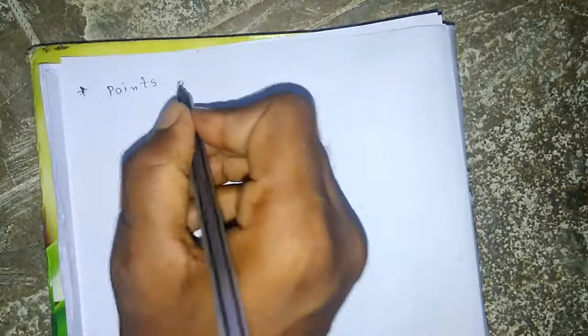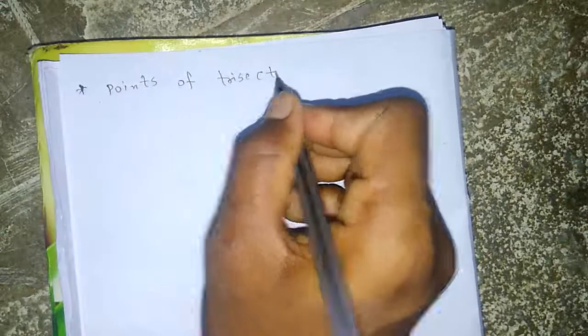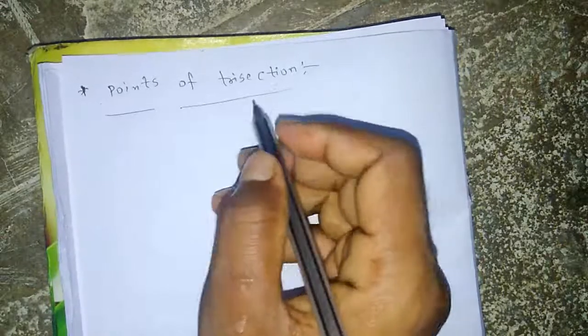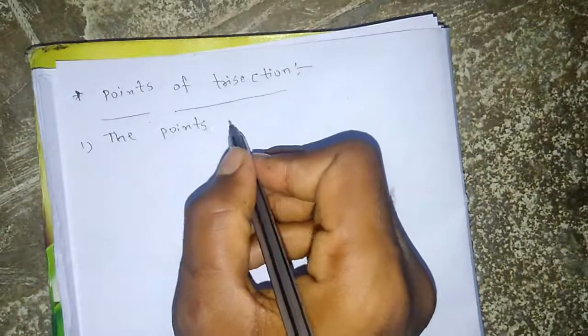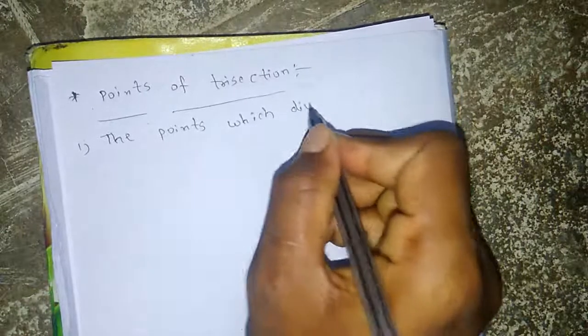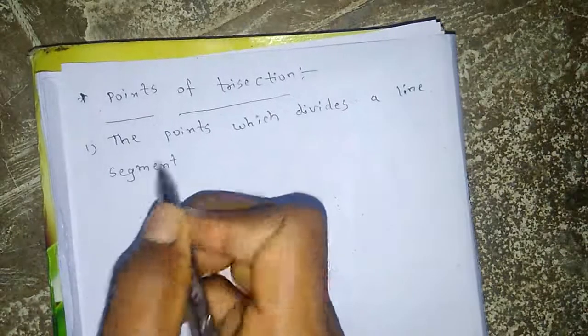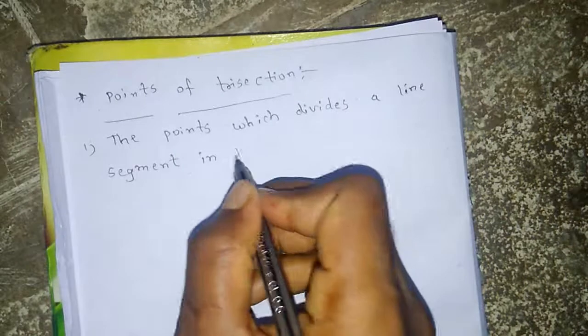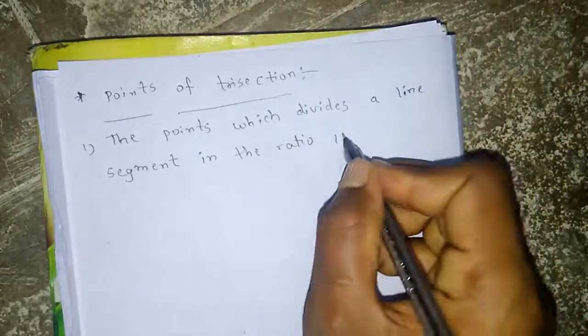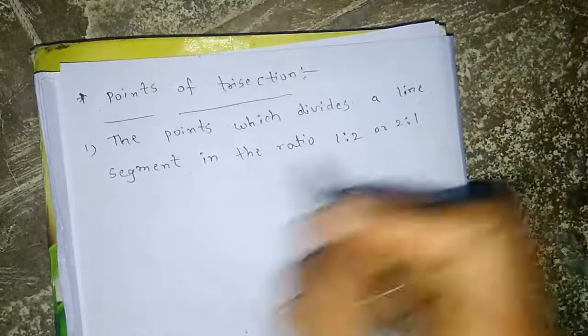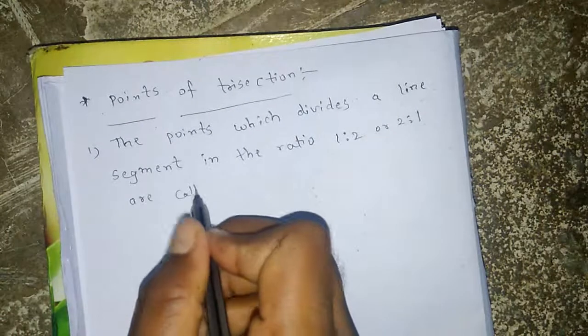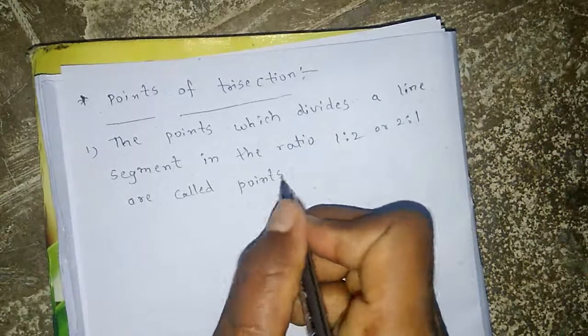Next concept is points of trisection. The points which divide a line segment in the ratio 1:2 or 2:1 are called points of trisection.